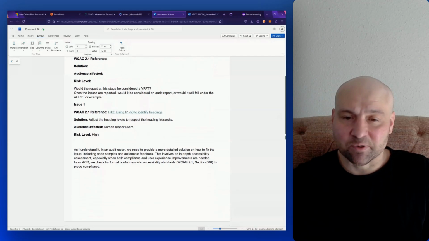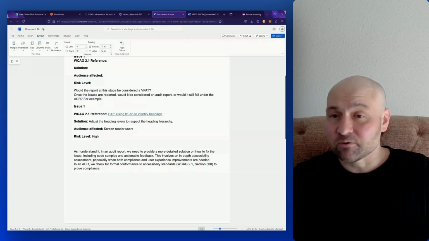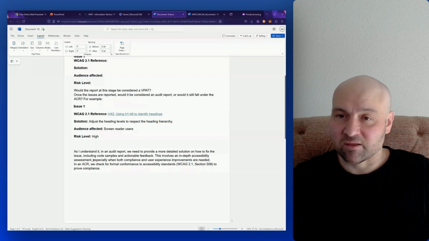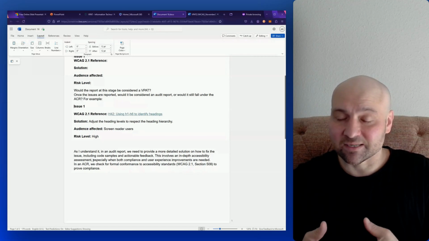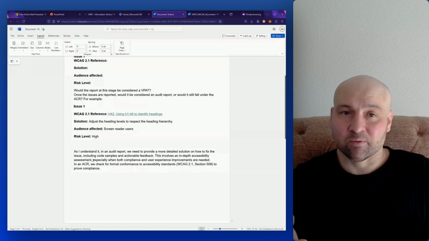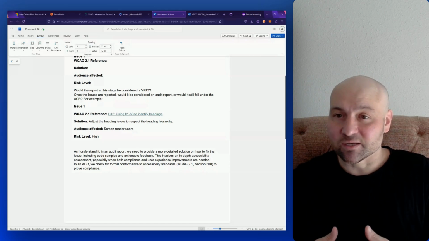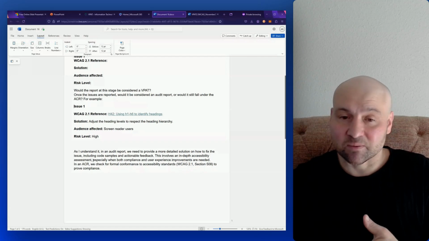Okay, and then this last part reads, as I understand it, in an audit report, we need to provide a more detailed solution on how to fix the issue. You don't have to do that. Again, the audit report is not standardized. So I provide an example of the audit report that we provide clients at accessible.org, but you don't have to use that report. Now, for an audit report to be useful, obviously there needs to be some information that's going to be largely common amongst other audit reports, but it's not a standard document, so it's up to you what you include.